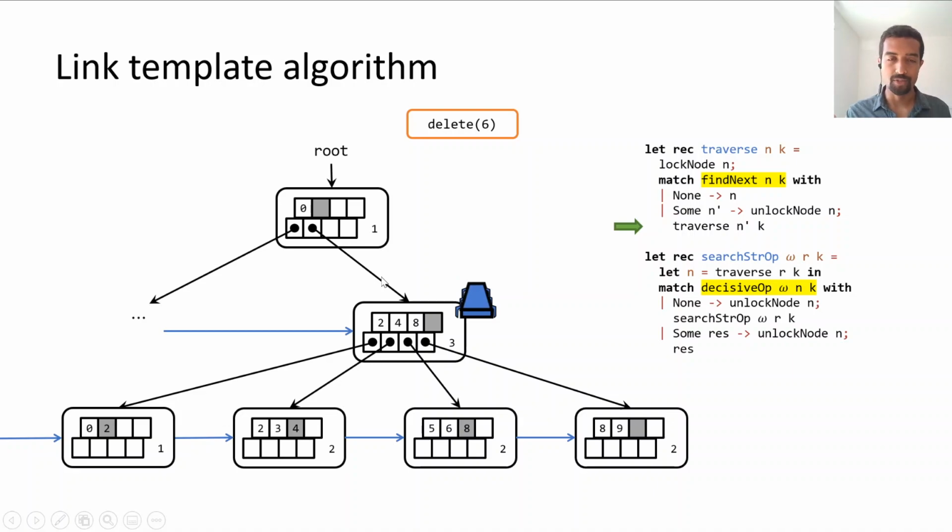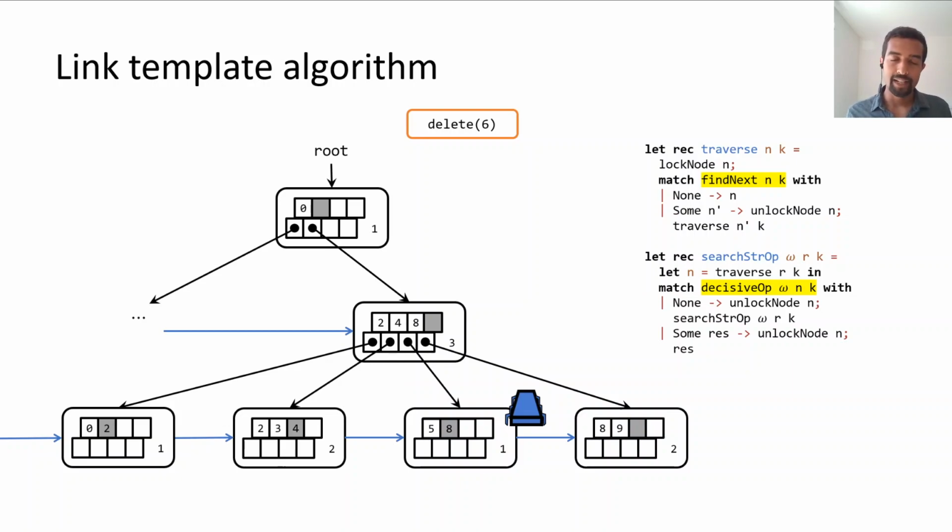And then it unlocks the node, moves on to the next pointer, where again it calls findNext. And this time the binary search would reveal that 6 is between 4 and 8. And so it would take this pointer and move down here. Finally, when it reaches a node where findNext tells it that there is no outgoing edge, we then know that 6 must be present, if at all, in this node. And so it can perform the decisive operation, or the actual operation of insertion or deletion, on this node. Once again, this is a helper function that is left to the implementation. Once this decisive operation is done, the thread returns the result.